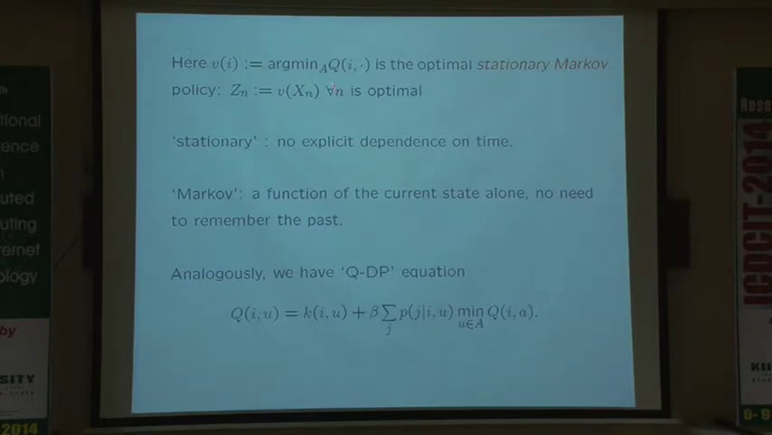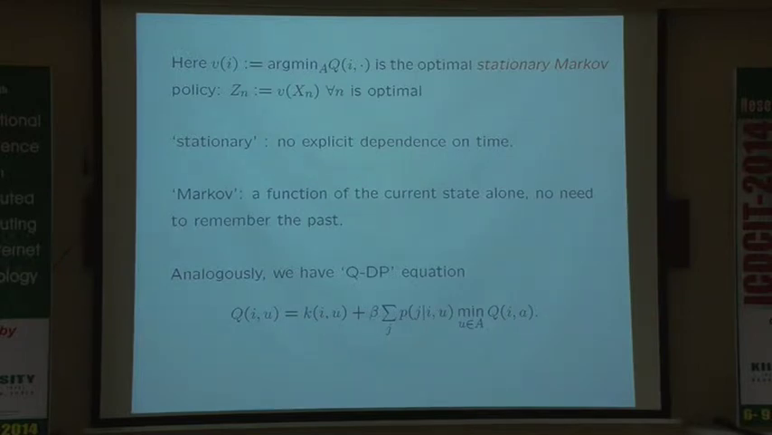Then if I minimize this Q and find V of i, as I said, that gives the optimal so-called stationary Markov policy. So Zn as a function of the current state, v of xn, will be optimal. And I'll explain these words. Stationary because there's no explicit dependence on time. If Zn was v of n comma xn, it wouldn't be stationary. But if you are in state i, you choose your control depending on i, not on when you arrive at i. If you are in i today or tomorrow, you make the same decision. It's Markov because it doesn't depend on the past. You just see where you are currently and use that.